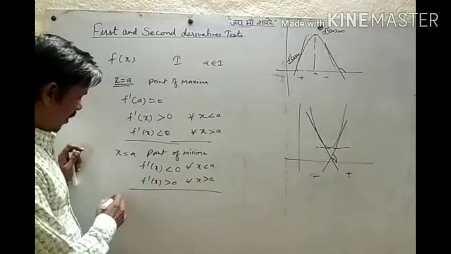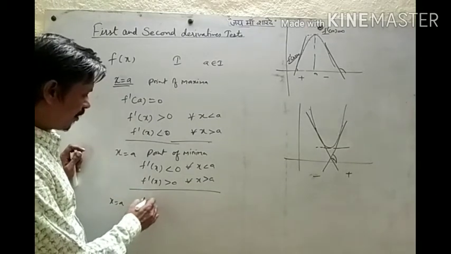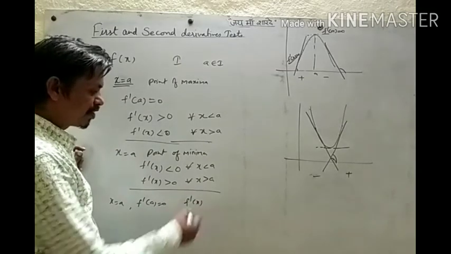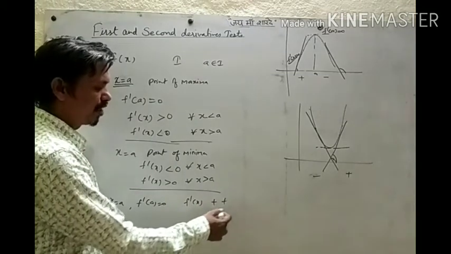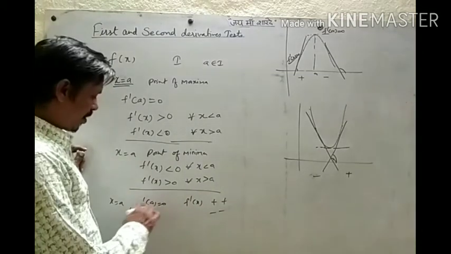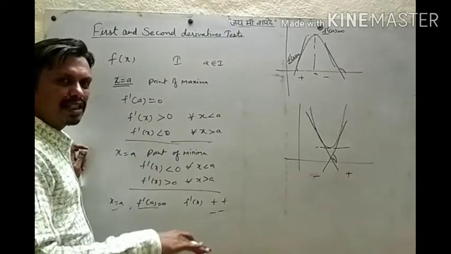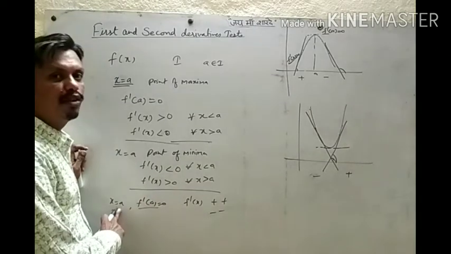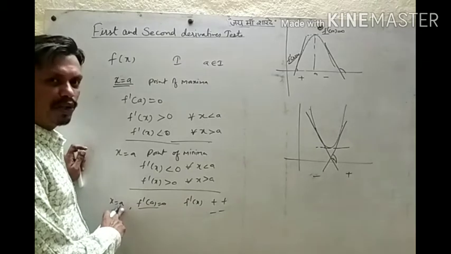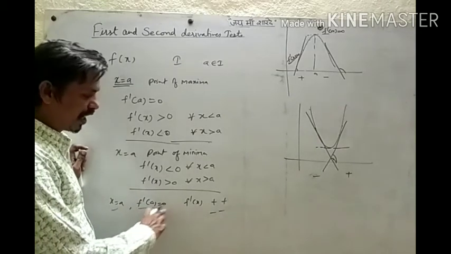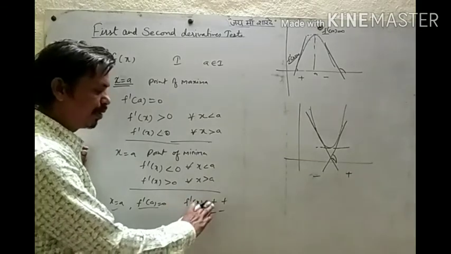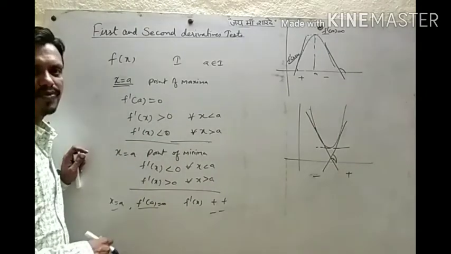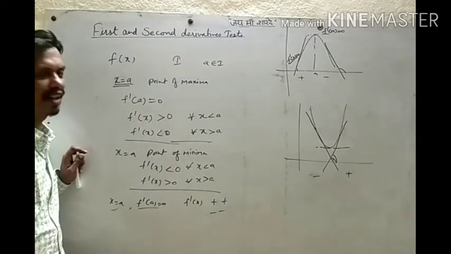And if at x equal to a, f dash of a is 0, but f dash of x does not change its sign, meaning it remains plus to plus or minus to minus, then at x equal to a the function has neither a maximum nor a minimum value, and this type of point is called a point of inflection. This point a is called a point of inflection if f dash of a is 0 and f dash of x does not change its sign, meaning it remains plus to plus or minus to minus. So this is our first derivative test. You can note this down. Then we'll see the second derivative test.